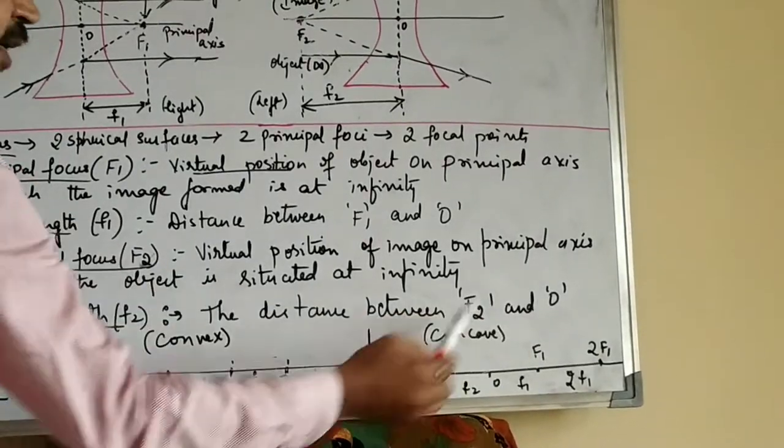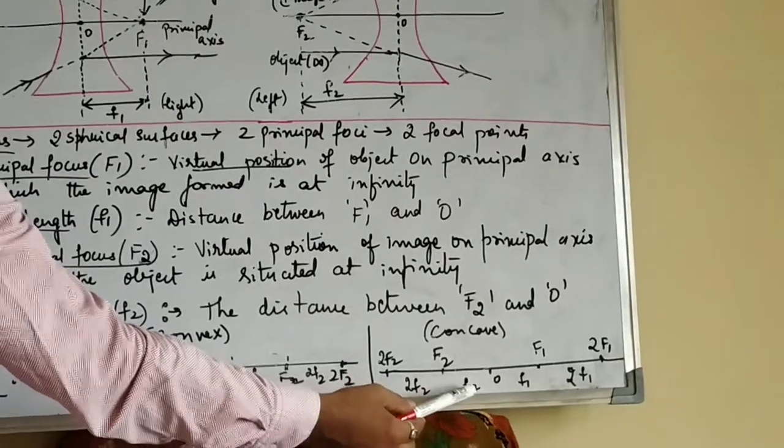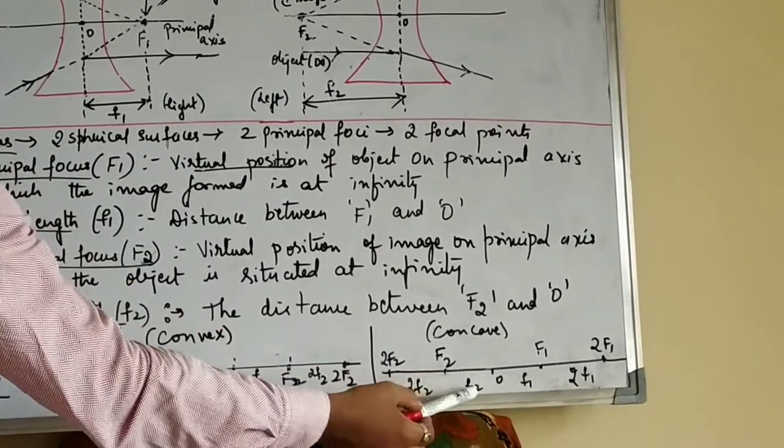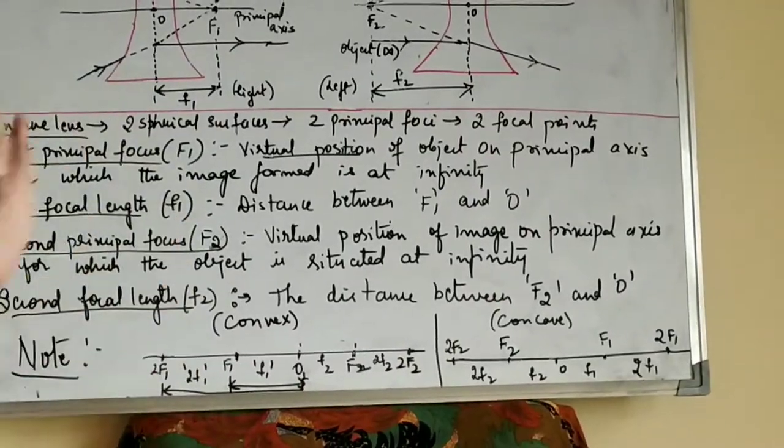At the corresponding directions only, you are getting the first focal length and second focal length. So, while drawing the ray diagram, you have to keep this in mind.